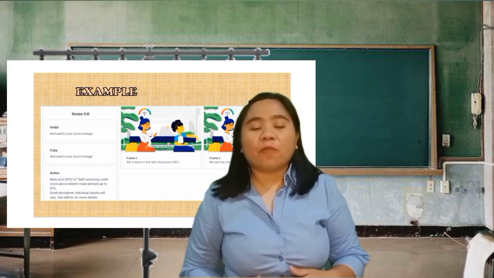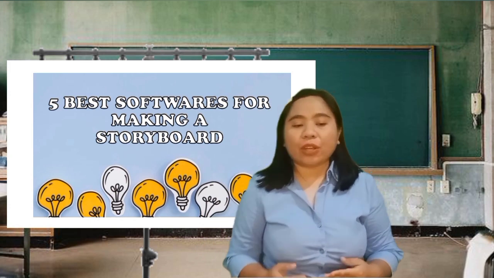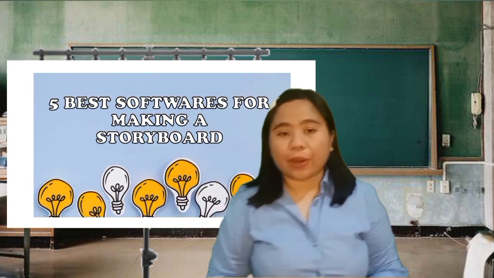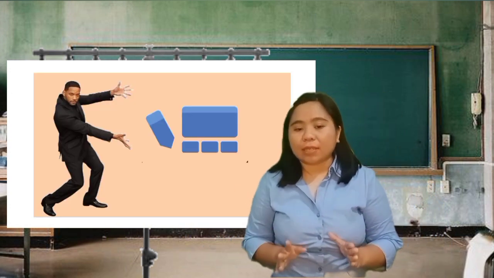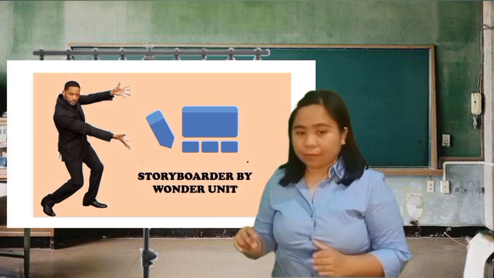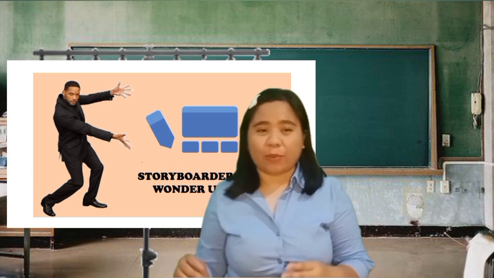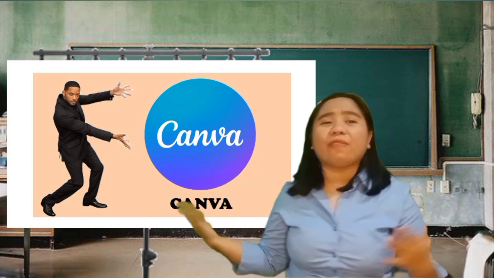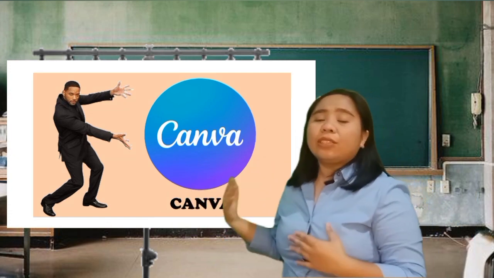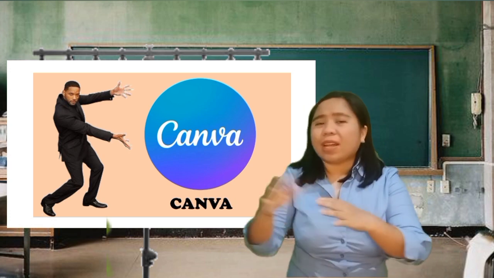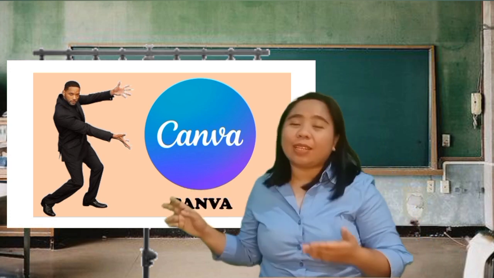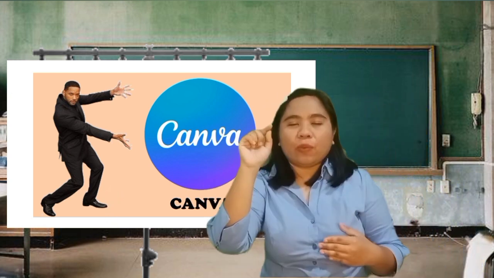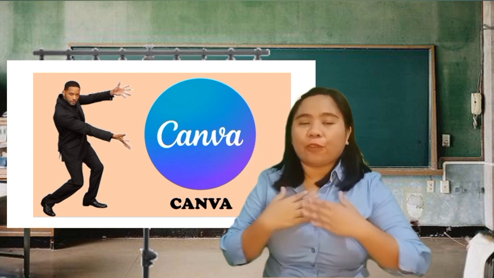Before we proceed to the steps of making the storyboard, I will show you the 5 best software to be used in making a storyboard. The first software is Storyboarder by Wonder Unit. Whenever you want to create a storyboard, you can have this online. Next is Canva. I know all of you are familiar with this because it is very common today, and every graphic designer is using it because it is so convenient. If you want to create a storyboard, you will only search for a template or create your own.